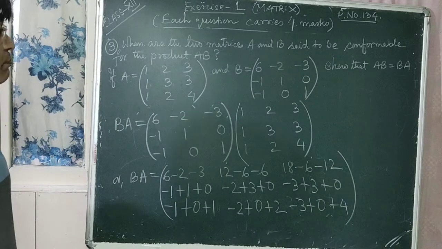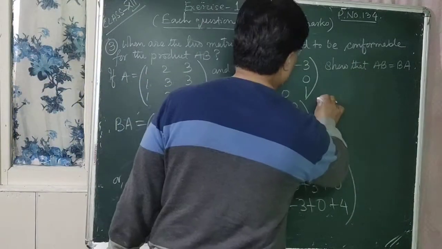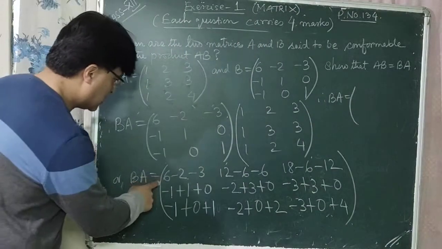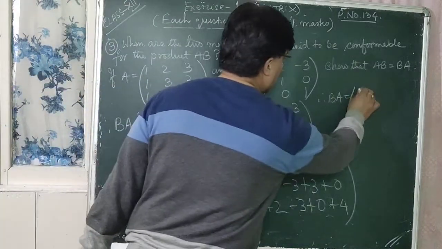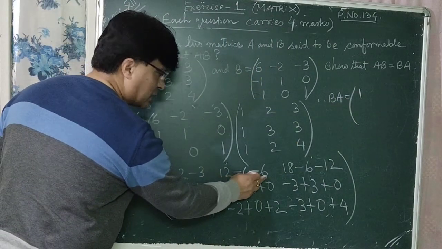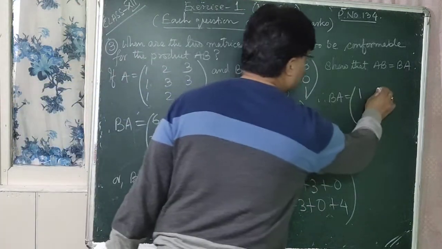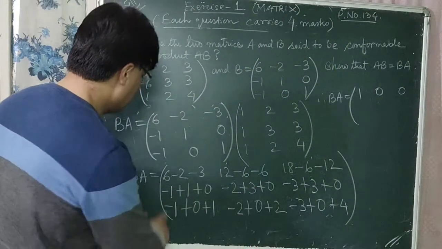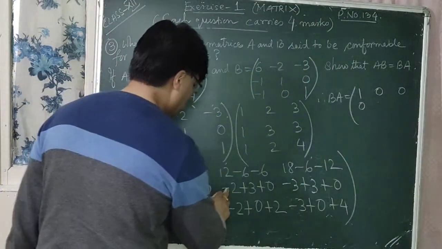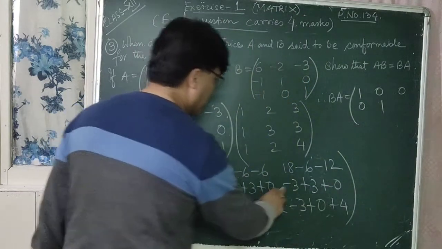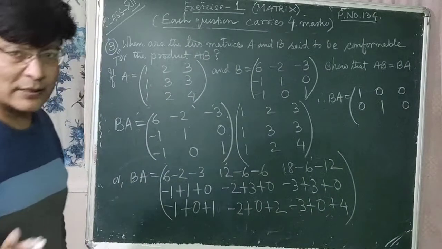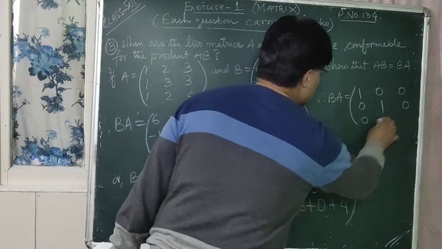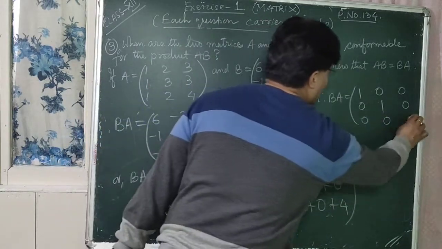So we have got this BA. Therefore BA is equal to what? This is 6 minus 2 minus 3, 6 minus 5, 1. This is 12 minus 6 minus 6, 0. And also 18 minus 18, that is also 0. Next, minus 1 plus 1, 0. Minus 2 plus 3, 1. Minus 3 plus 3, 0. Is that clear? Next, minus 1 plus 1, 0. Minus 2 plus 2, 0. And the last one, 4 minus 3 is 1.